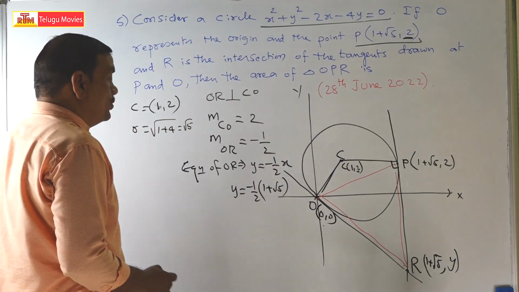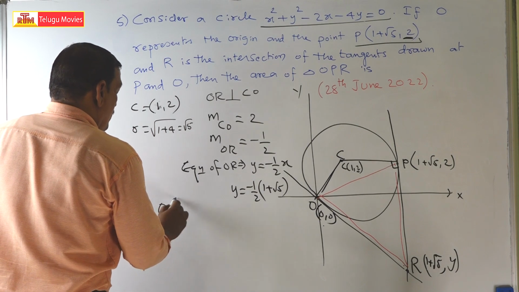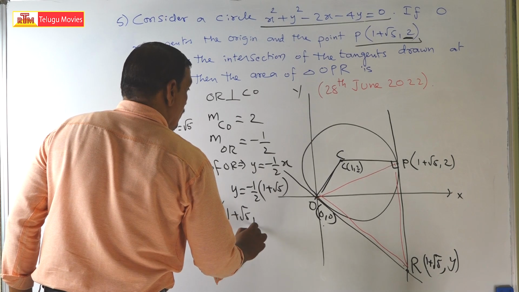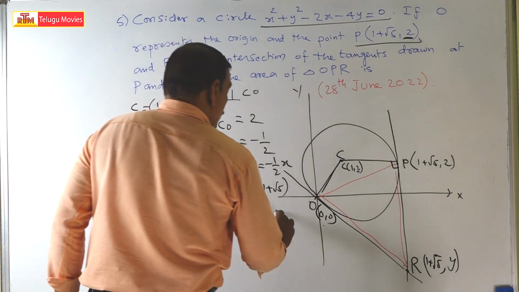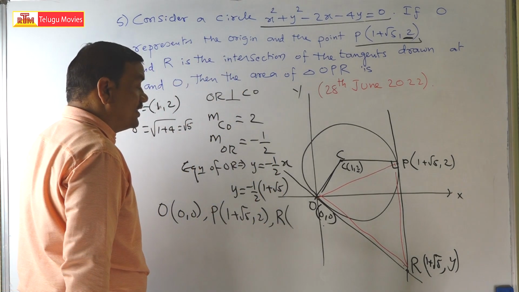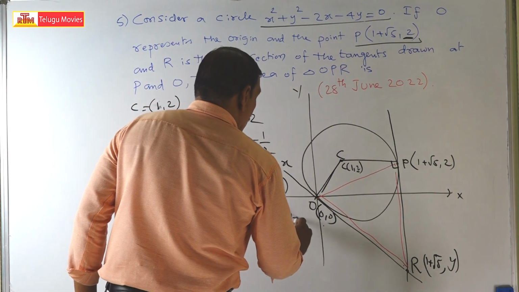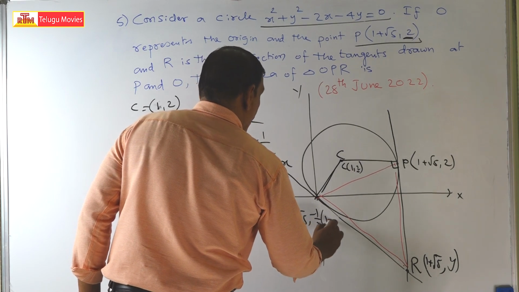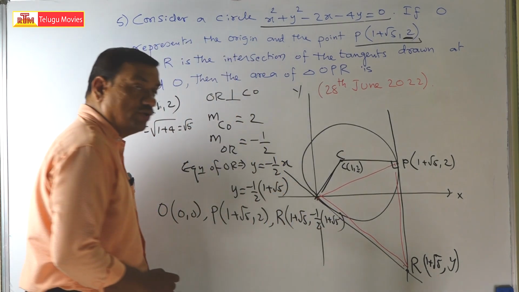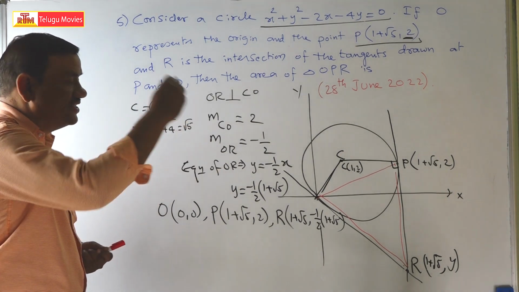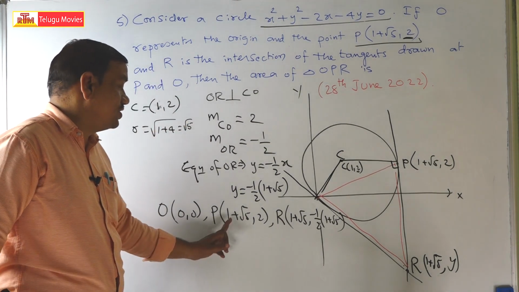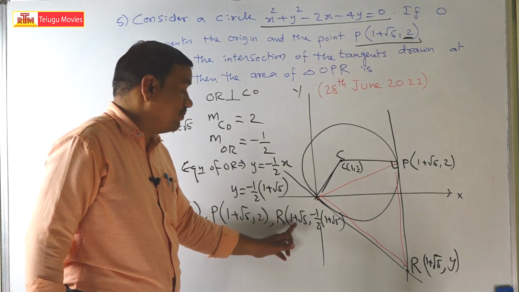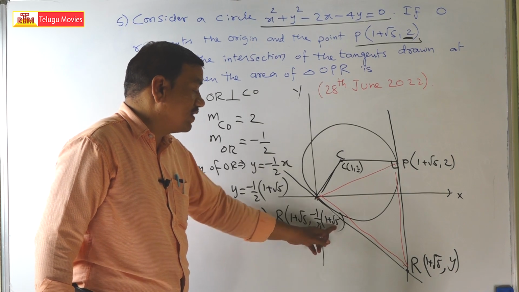So on the whole you got all the points. You know the origin 0, 0. You know the point P, 1 plus root 5 comma 2, and you know the R coordinates also. What are the coordinates of R? 1 plus root 5 comma minus 1 by 2 times 1 plus root 5. So dear students, all the three vertices are given. This is 0, 0, this is 1 plus root 5 comma 2, and the third vertex is 1 plus root 5 comma minus 1 by 2 times 1 plus root 5.